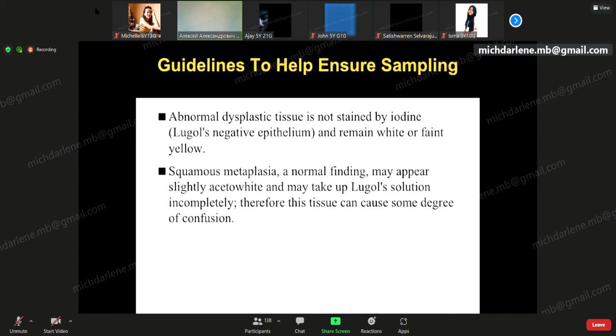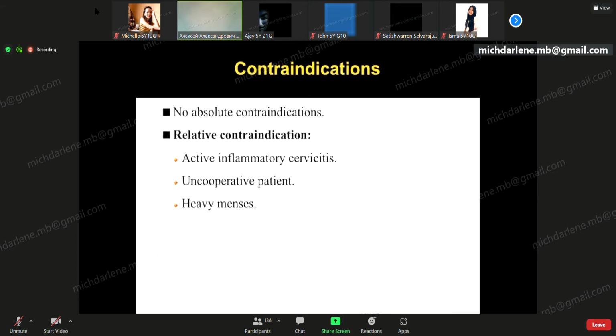Squamous metaplasia, a normal finding, may appear slightly aceto-white and may take up Lugol solution incompletely. Therefore, this tissue can cause some degree of confusion. Contraindications to performing colposcopy: there is no absolute contraindication. Some of the relative contraindications include active inflammatory cervicitis, uncooperative patient, and heavy menses.